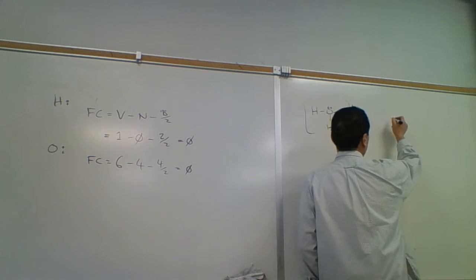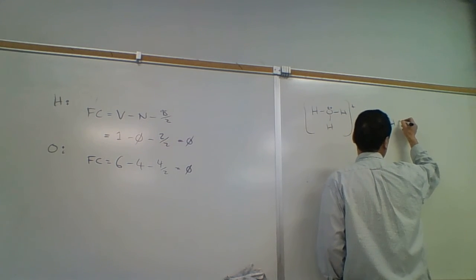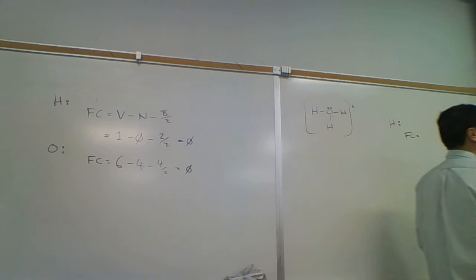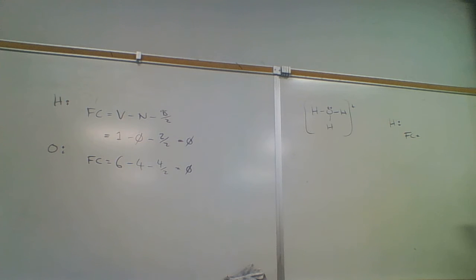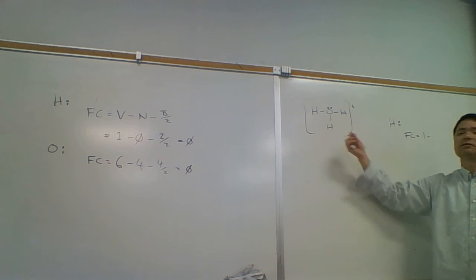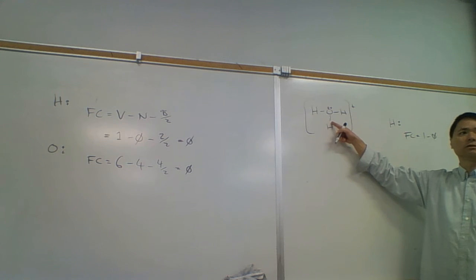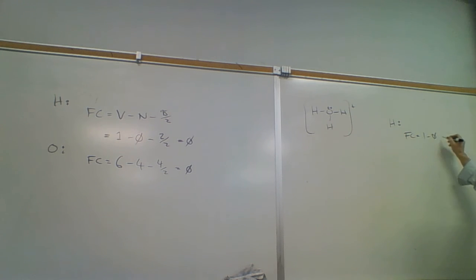So let's do hydrogen first. The formal charge is equal to the number of valence electrons. How many valence electrons does hydrogen have? 1. Minus the number of lone pair electrons? 0. Minus the number of bonding electrons divided by 2? 2 divided by 2. The formal charge on hydrogen is 0. Let's go to oxygen next.